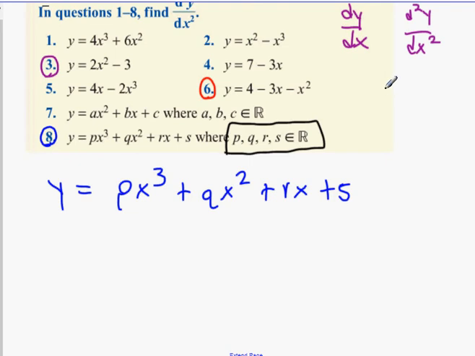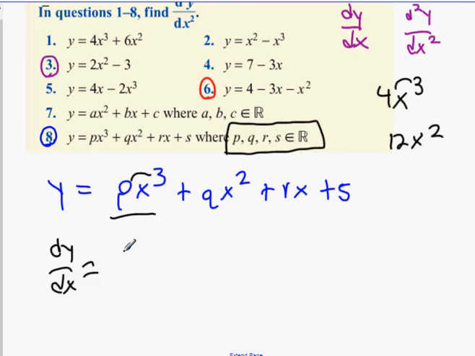So for example, if I ask you to differentiate 4x cubed, what would you tell me the answer is? 3 multiplied by 4, 12x squared. So what do you think px cubed would be? Multiply the 3 by the p and what happens? 3px squared. And then 2 multiplied by q? 2qx. Then r, and then s disappears.